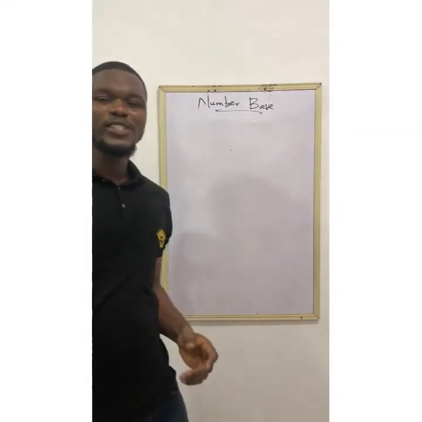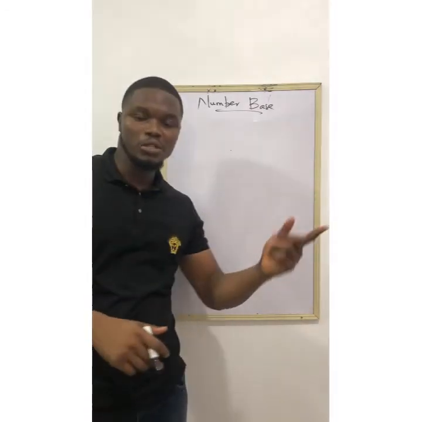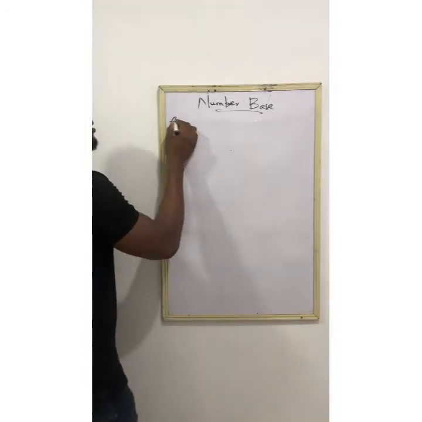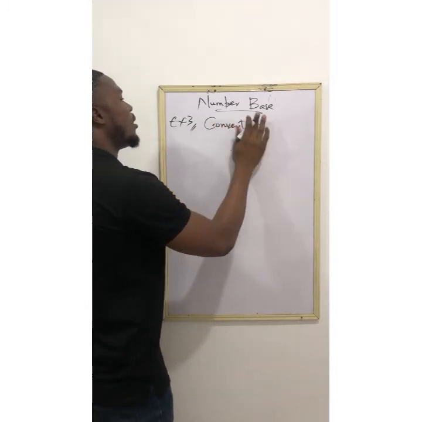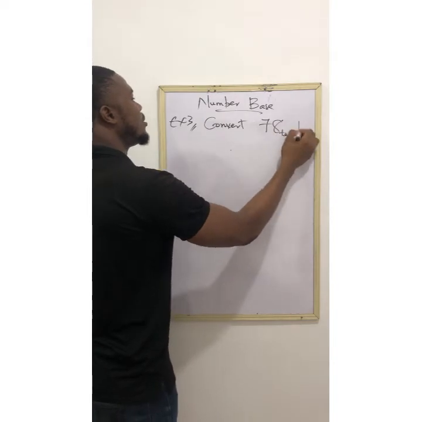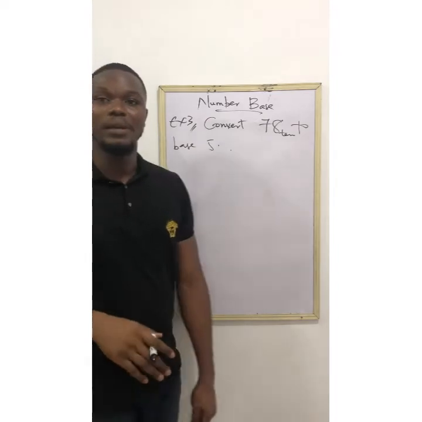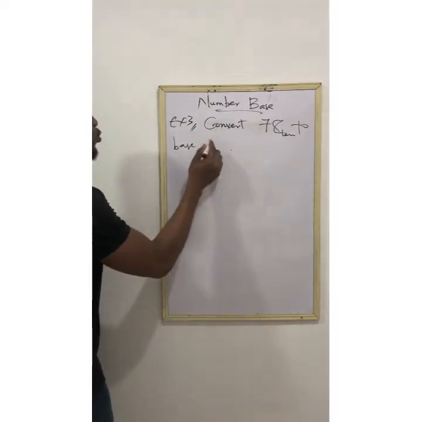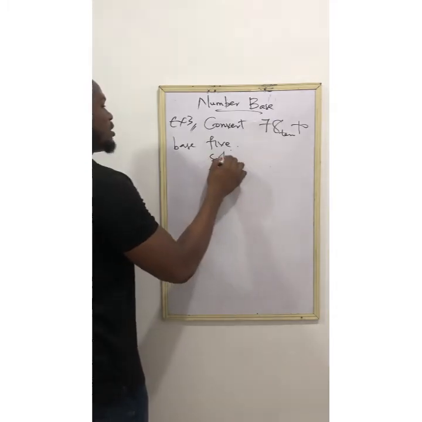Another question we're looking at in number base is converting from base 10 to another base. Example 3, convert 78 base 10 to base 5. Convert base 10 to base 5. You can write your 5 in words. So this is how you do it.